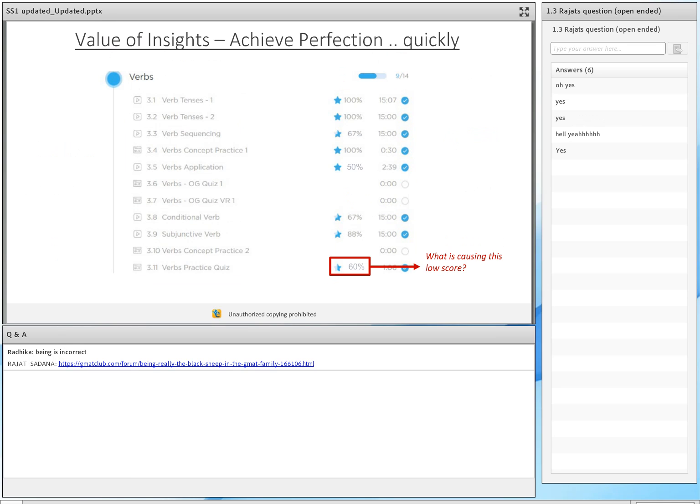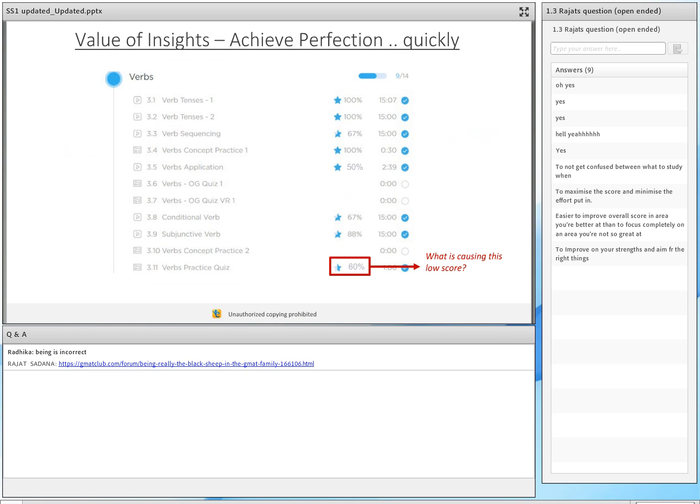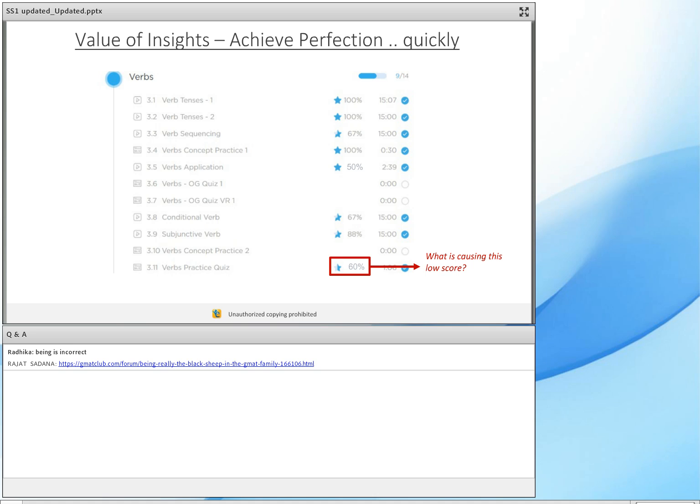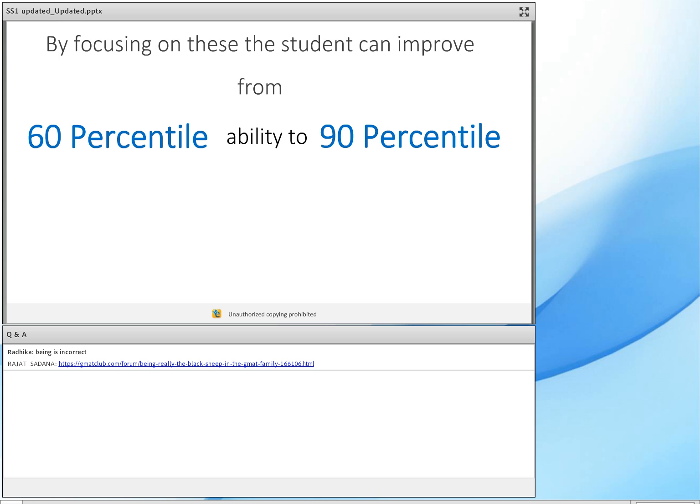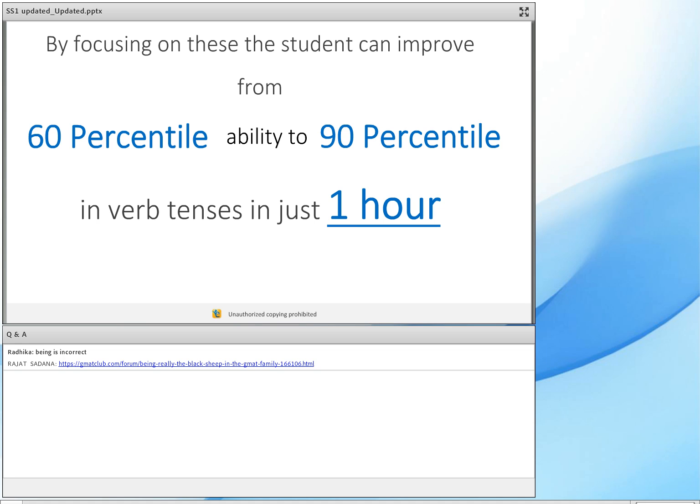Now the beauty of this is when you think about this and really say, hey, this guy got 60% in this practice quiz, you say, what's causing that 60%? That doesn't seem really great. You can actually look at the quizzes and say, this guy has these gaps in his preparation. And by focusing and revising this and taking that quiz again, you can go from that 60th percentile to that 90th percentile in just about an hour. Try doing that even with a personal tutor, because even a personal tutor won't track this improvement.